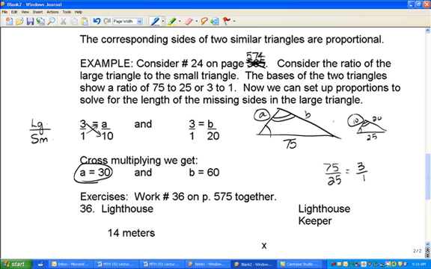If I do the same thing for, change my color here, B, 3 to 1, that's large to small, B to 20. Cross products, we get B is 60.